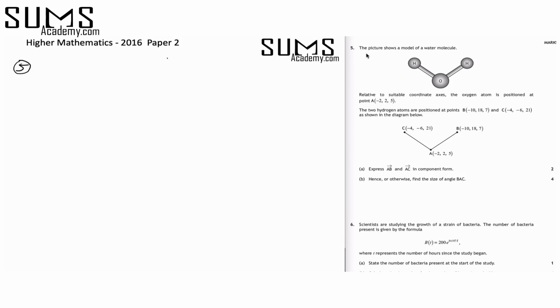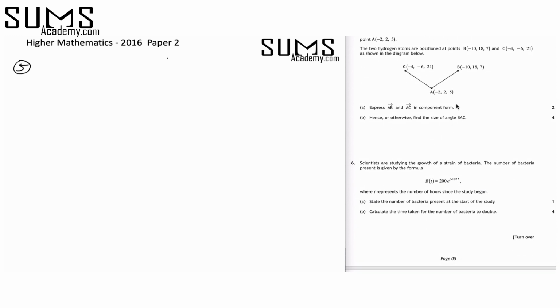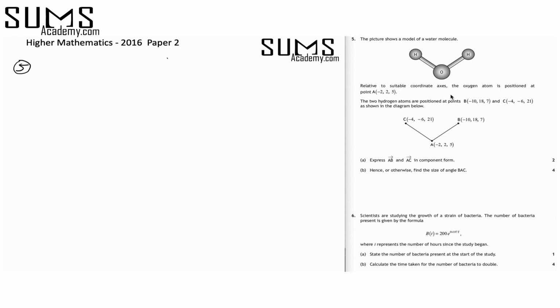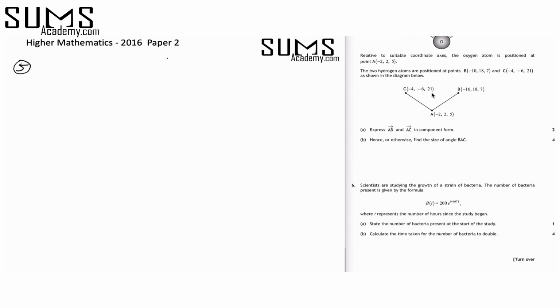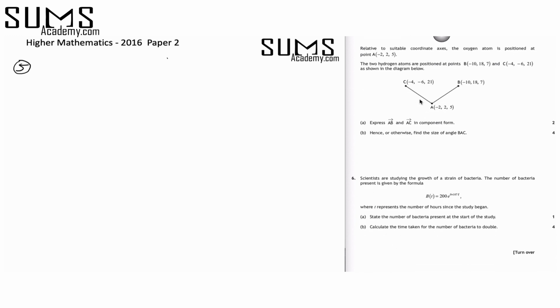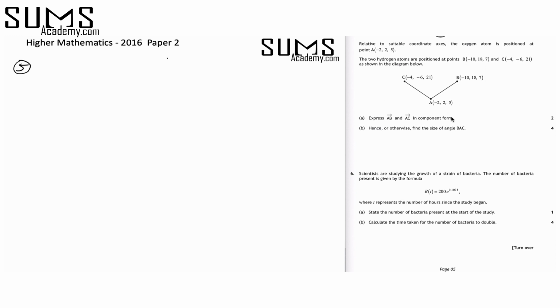So in question 5, we're told the picture shows a molecule of water. Relative to the suitable coordinate axis, the oxygen atom is positioned at point A, which has coordinates as shown. The two hydrogen atoms are positioned at points B and C as shown in the diagram below. So don't panic about this being a bit of water. It's just to give a real life example, if you will. What we really just need to focus on is this bit here.